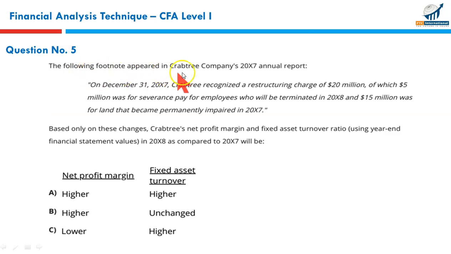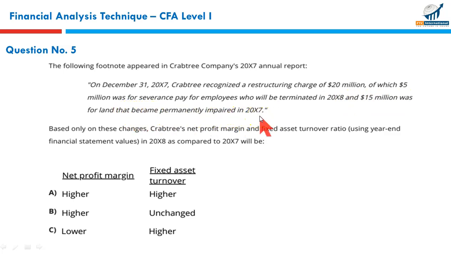The following footnote appeared in Crabtree Company's 2007 annual report. On December 31st, 2007, Crabtree recognized a restructuring charge of 20 million, of which 5 million was severance pay for employees who will be terminated in 2008, and 15 million was for the land that became permanently impaired in 2007.